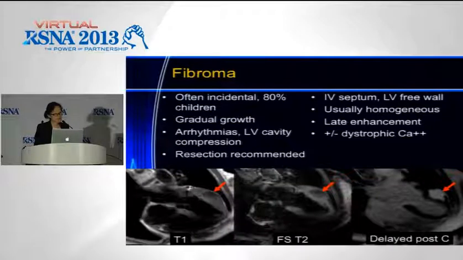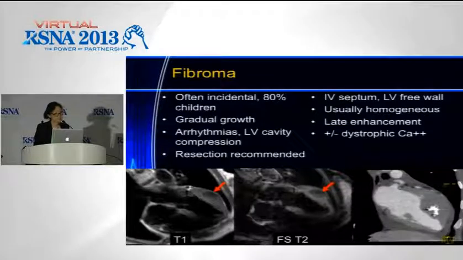Fibromas, these are usually seen in children. They're usually incidental and have gradual growth, but they can present with arrhythmias or compressive symptoms, and hence surgery is recommended for these. So they're usually found within the left ventricle. They're usually fairly homogeneous, so T1 and T2 hypointense, and they demonstrate homogeneous late gadolinium enhancement, and dystrophic calcification can be seen, which is better evaluated with CT.